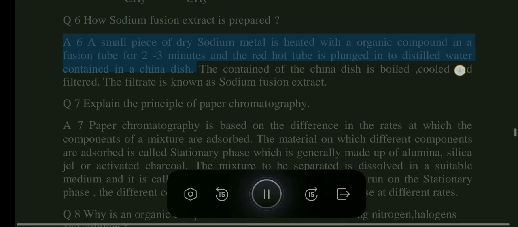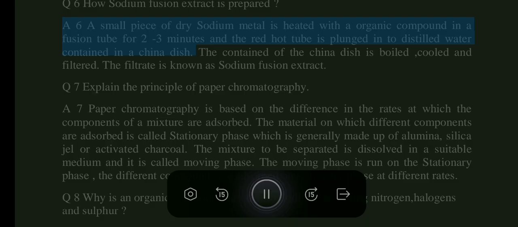Q6: How is sodium fusion extract prepared? A6: A small piece of dry sodium metal is heated with an organic compound in a fusion tube for 2 to 3 minutes, and the red-hot tube is plunged into distilled water contained in a china dish. The content of the china dish is boiled, cooled and filtered. The filtrate is known as sodium fusion extract.